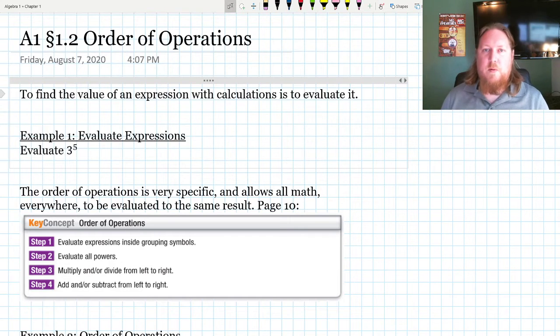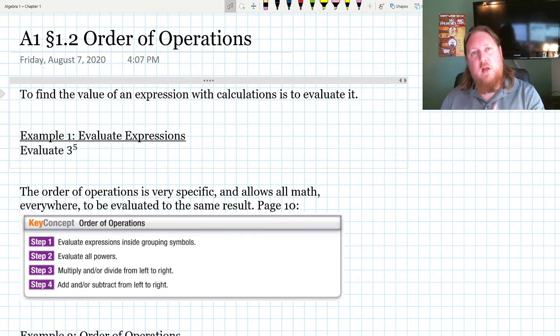All right, Algebra 1, Chapter 1, Section 2, Order of Operations. In the last section, we talked about what the parts of an algebraic expression were and how to translate them between words and expressions, moving them back and forth.